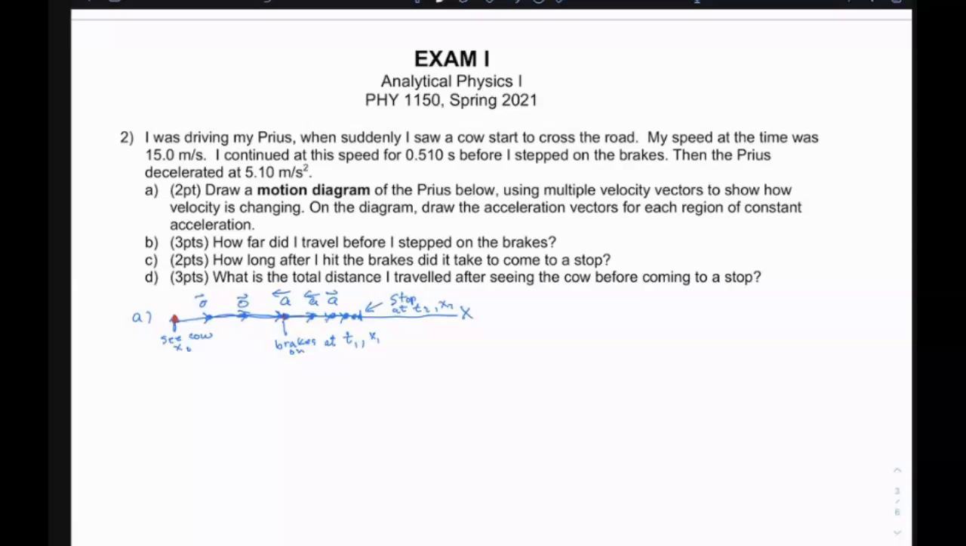Then, at this point, x1, that's where the brakes are turned on, and from that point on, there's a constant acceleration to the left. And this constant deceleration is also reflected in the velocity vector, which is getting smaller and smaller with each frame, until finally I reach a stop at time t2 and position x2. So that's how I wanted you to draw your motion diagram for this problem.